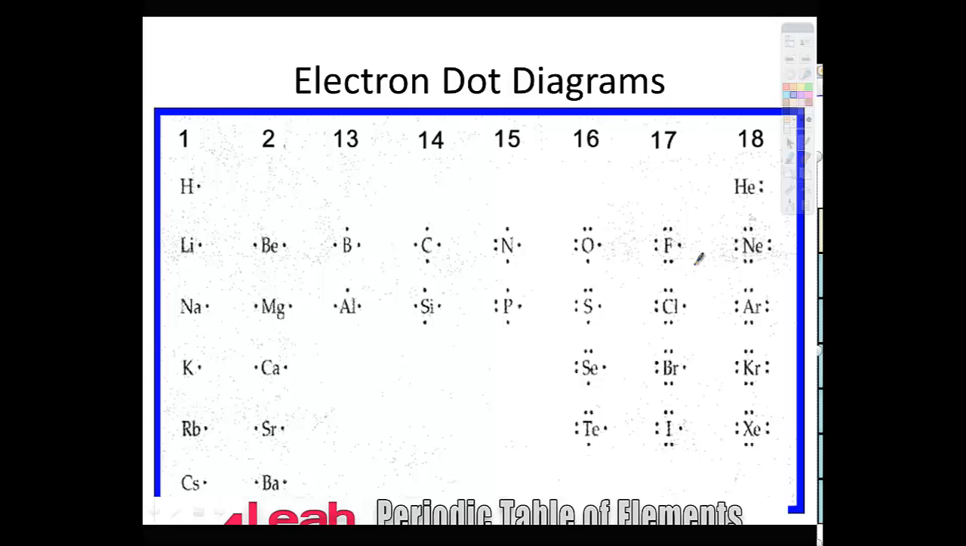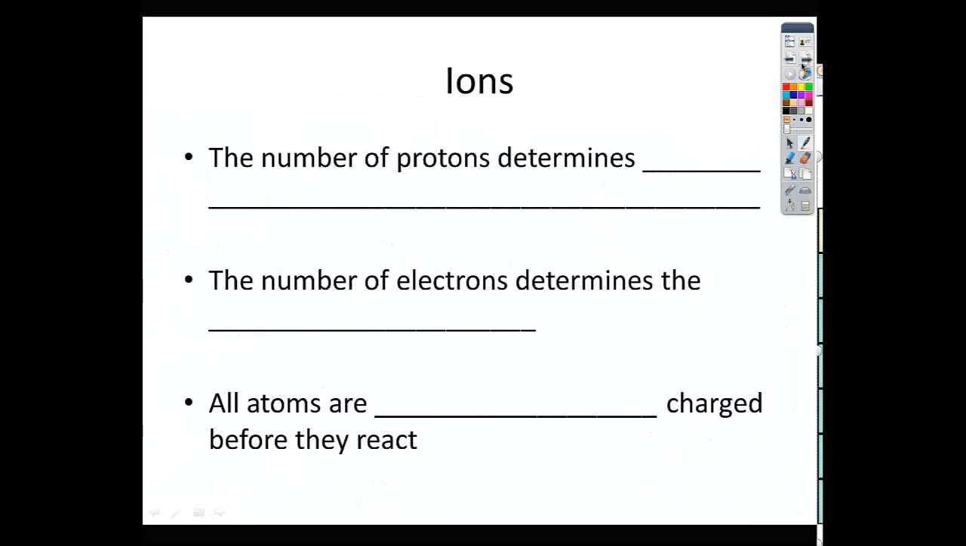Look at it, the maximum number of valence electrons any atom can have is 8. The minimum number is 1. Okay? Again, this should be review. All right, so this is something new here.